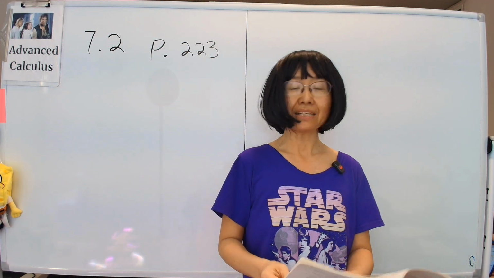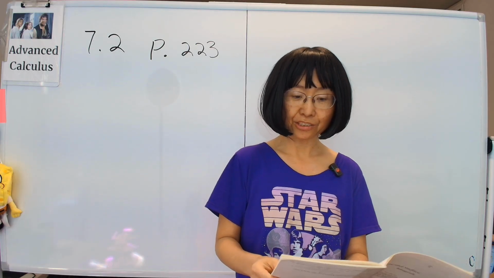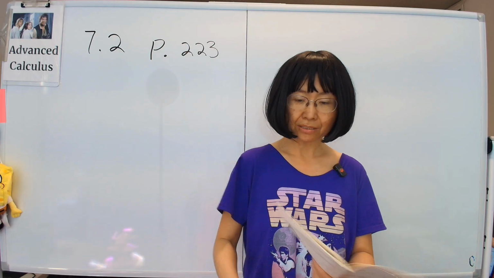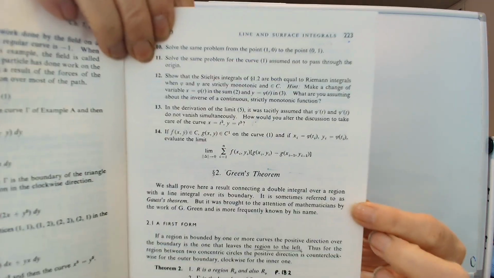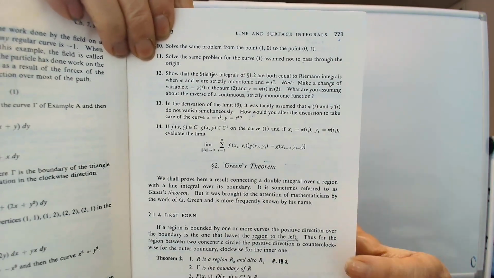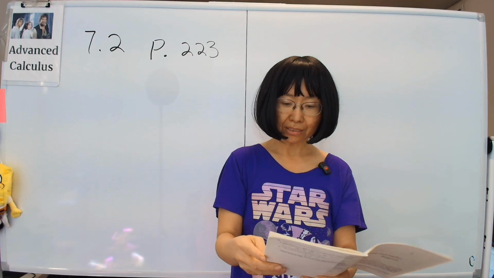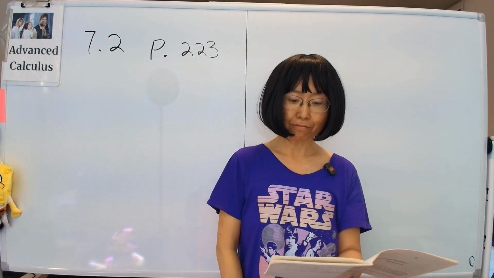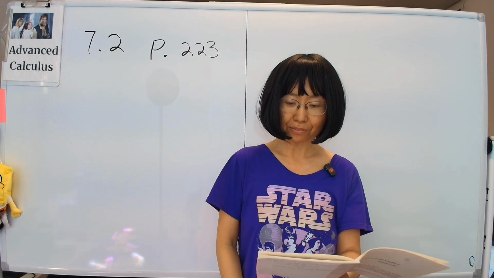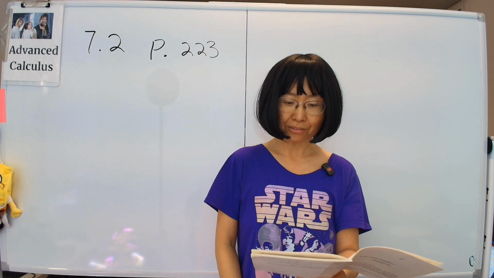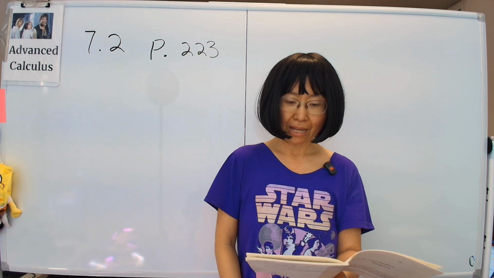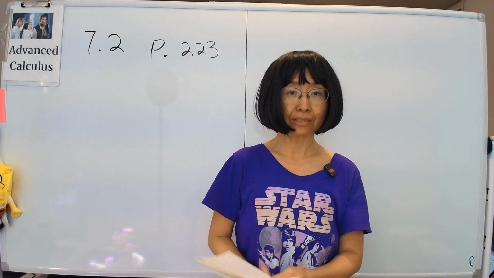All right, so let's start on section 2 of chapter 7, Green's theorem, on page 223. First, please read this little introductory paragraph yourself, and we're going to start right here. If a region is bound by one or more curves, the positive direction over the boundary is the one that leaves the region to the left.